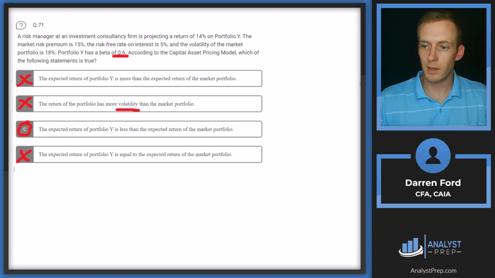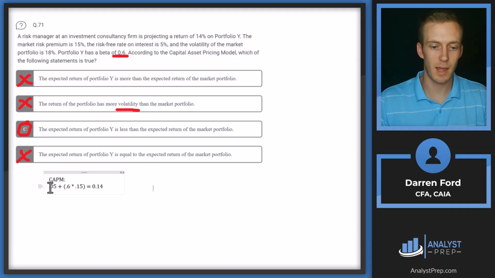So let me just pull in that formula and we can make that calculation as well, and we can see how that's going to work out. Our CAPM is going to be the risk-free rate, so we've got 0.05 there. And then we're going to add that to the beta times the market risk premium. Our market risk premium is 15% and our beta is 0.6. So that gives us an expected return of 14%.